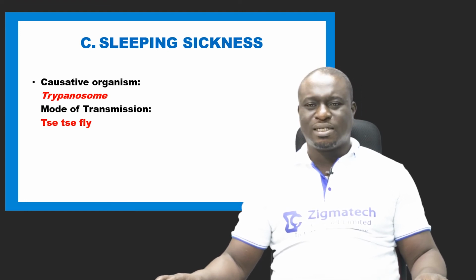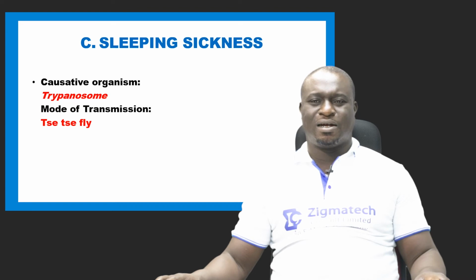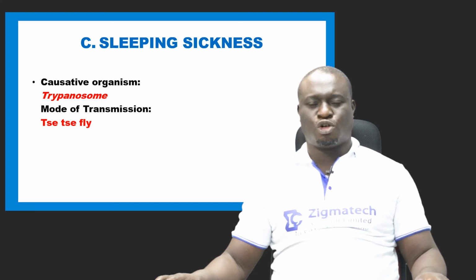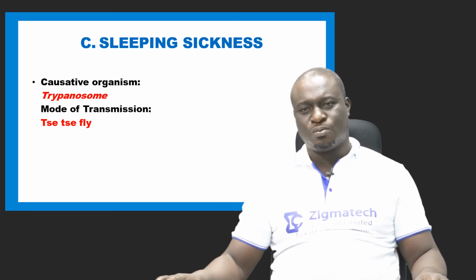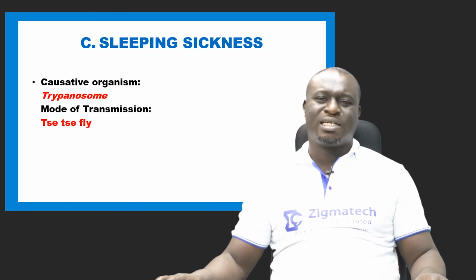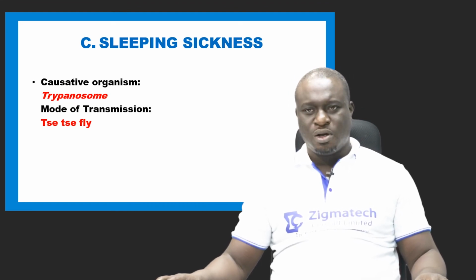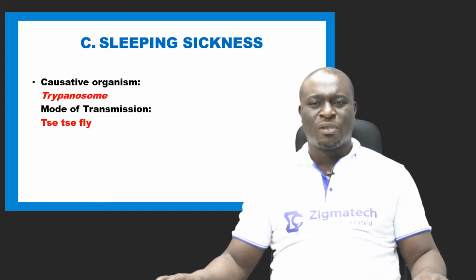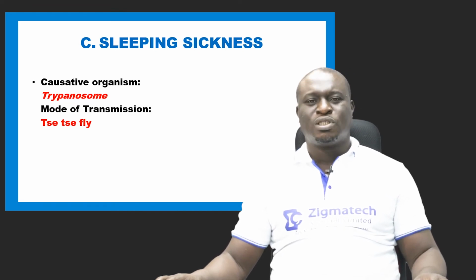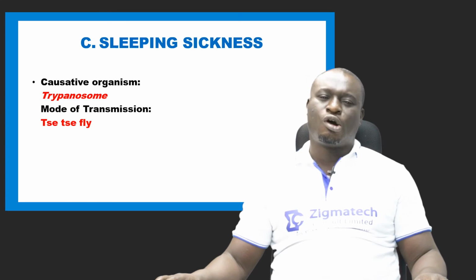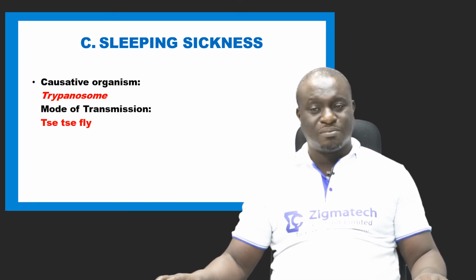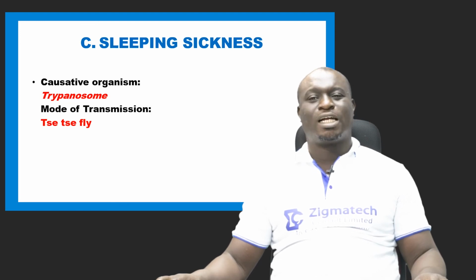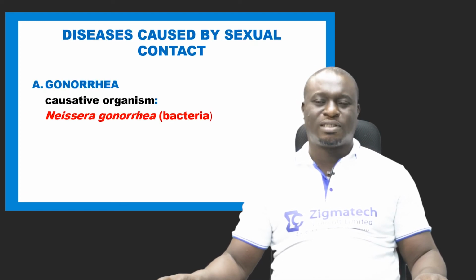And then also we have sleeping sickness. It's also another disease. It is caused by an organism called trypanosome. Another name for sleeping sickness is trypanosomiasis, or you can call it Nagana. Now, the mode of transmission is actually a vector called tsetse fly. Tsetse fly transmits the microorganism called trypanosome, which then causes the disease sleeping sickness.